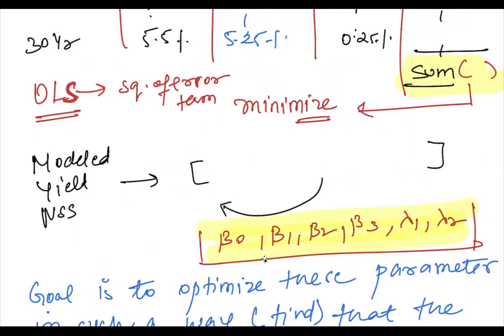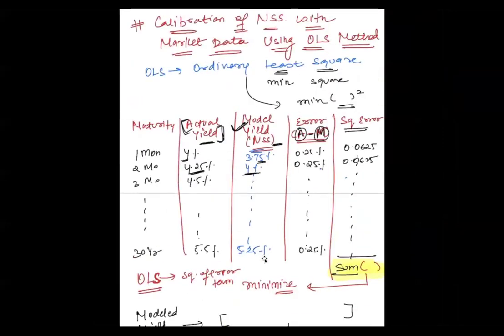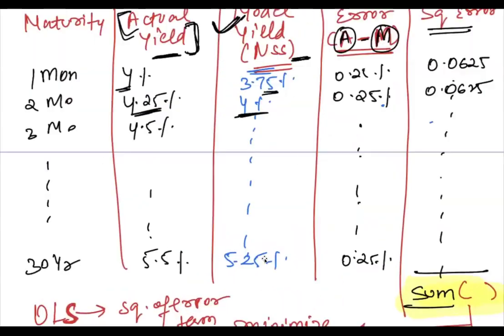So it will do multiple iterations. It will take a lot of random values of all these parameters, and finally it will select those values where the sum of square error is the lowest. So this is what is OLS, calibration of our Nelson-Siegel-Svensson model using ordinary least square.